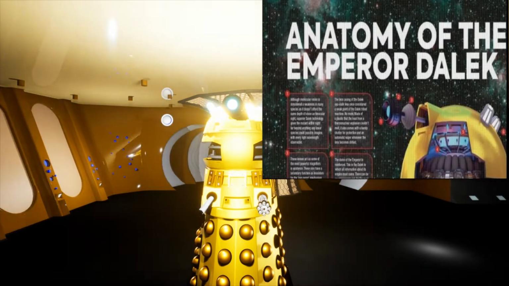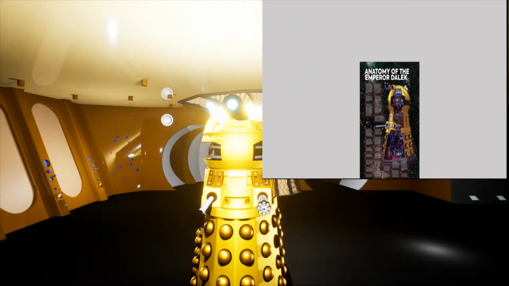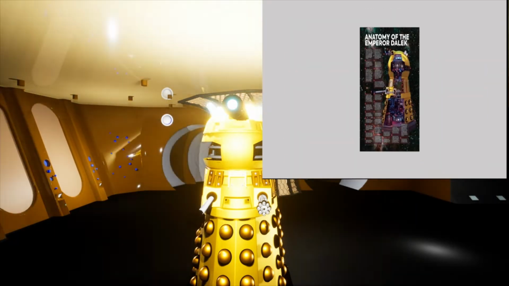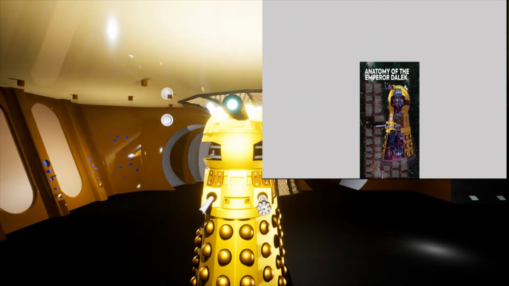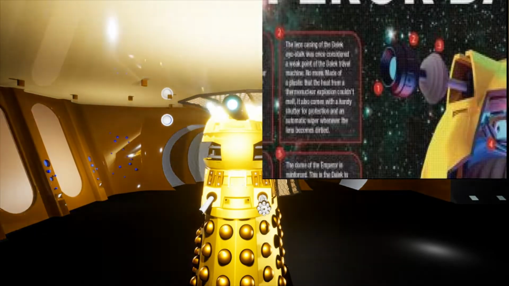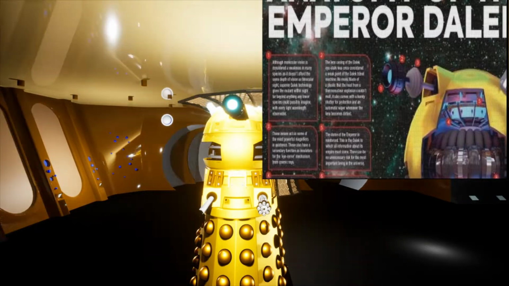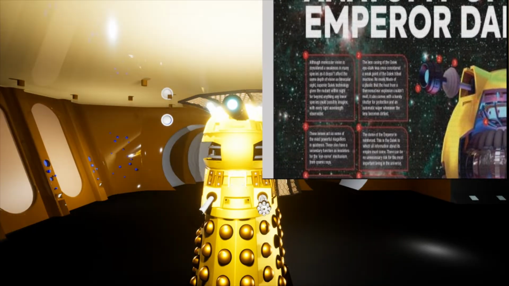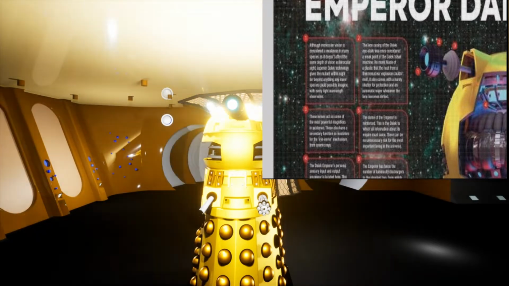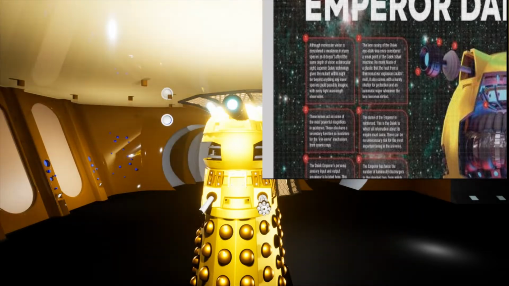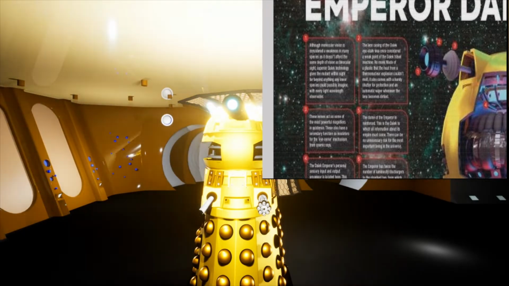I found this awesome thing that Cybernova showed me, and I thought it would be a good idea for me to explain to you viewers my anatomy. Let's observe. Although the monocular vision is considered a weakness in many species of Dalek, it is considered the same depth of vision as binocular and sight vision.